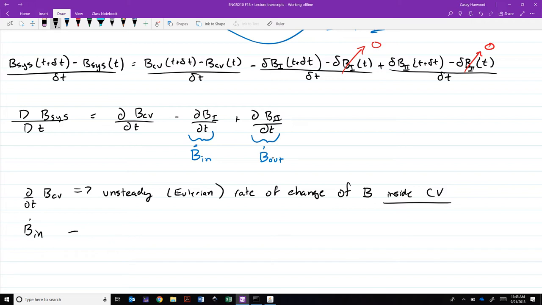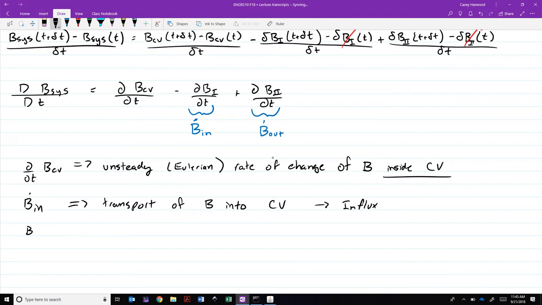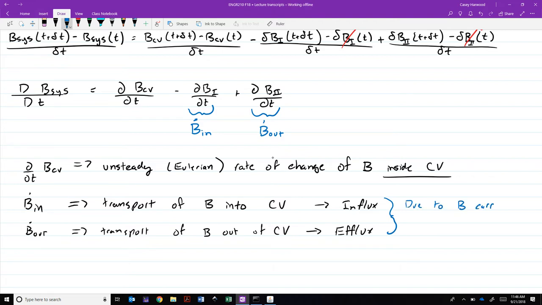B dot in is the transport of B into our control volume, which is known as influx, and B dot out is known as the transport of B out of the control volume, which is known as efflux. And both of these are due to B carried across the control surfaces that are bounding the control volume.